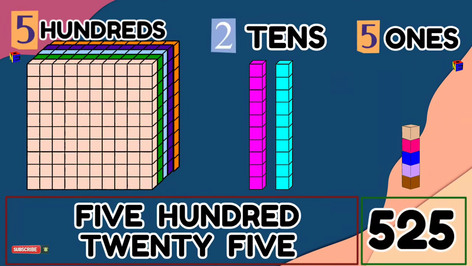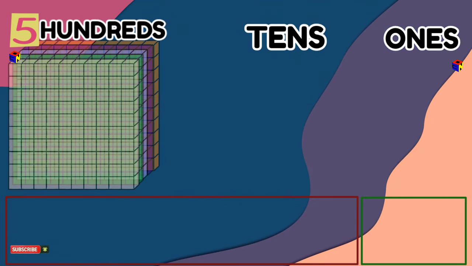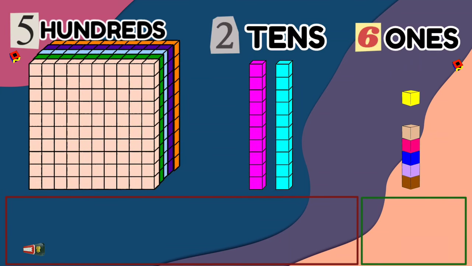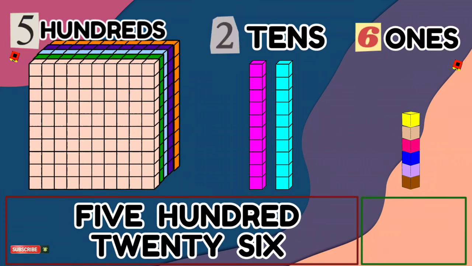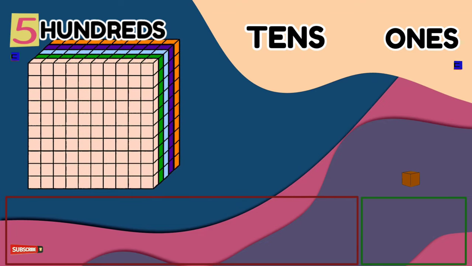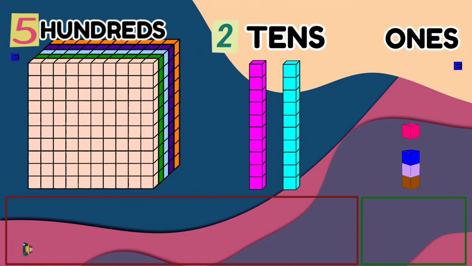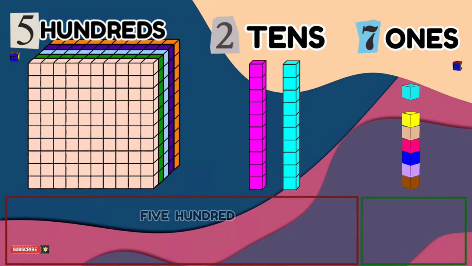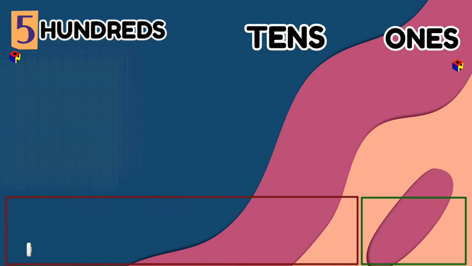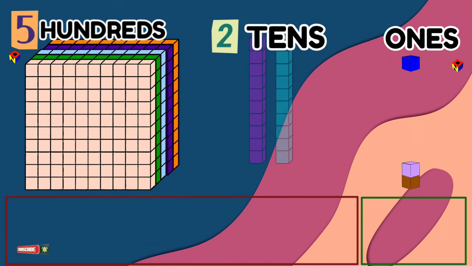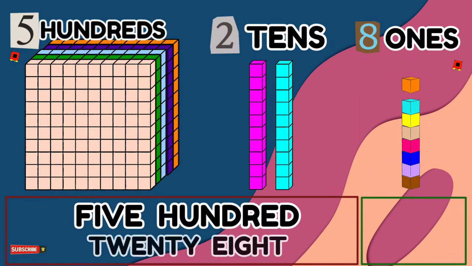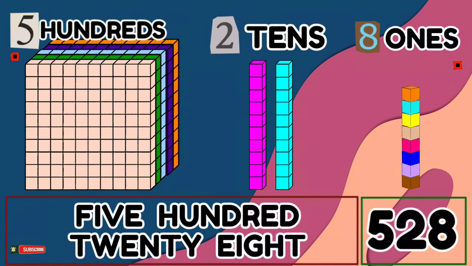5 hundreds, 2 tens, and 5 ones is 525. 525. 5 hundreds, 2 tens, and 6 ones is 526. 526. 5 hundreds, 2 tens, and 7 ones is 527. 527. 5 hundreds, 2 tens, and 8 ones is 528. 528.